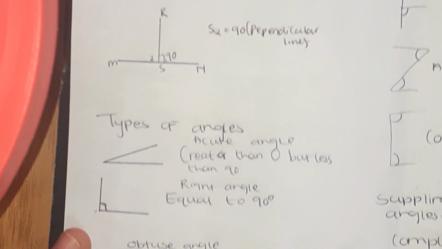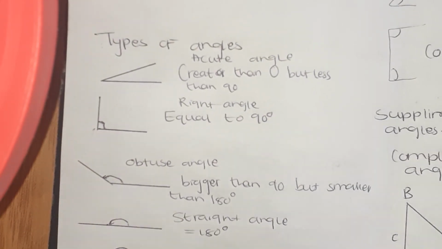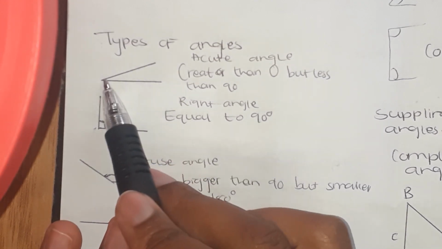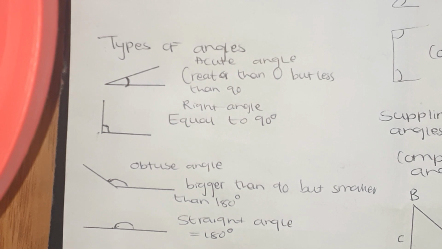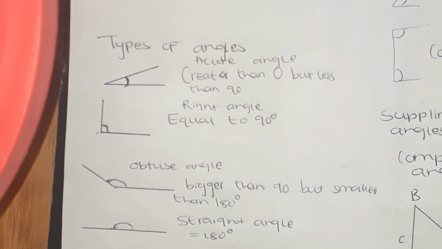All right. Now let's move to the types of angles. When you have an angle as small as this, that is an acute angle. Any angle that is less than 90 but greater than 0, so it cannot be 0, it has to be greater than 0. It can be 1, it can be 2, it can be 30, it can be 70, but it cannot be more than 90 and it cannot be less than 0. That is an acute angle.